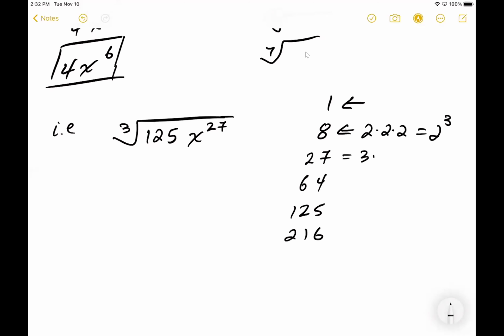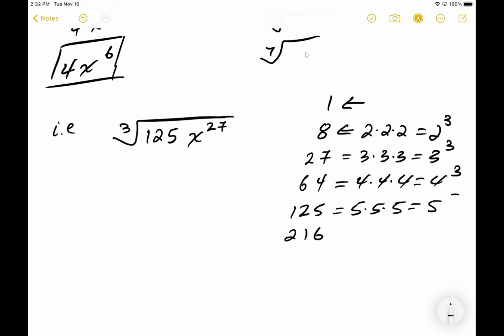This thing here is a perfect cube because it's 3 times 3 times 3, which is 3 to the third power. This thing here we just did is a perfect cube because it's 4 times 4 times 4. This one is a perfect cube because it's 5 times 5 times 5. And this one is a perfect cube because it's 6 times 6 times 6.